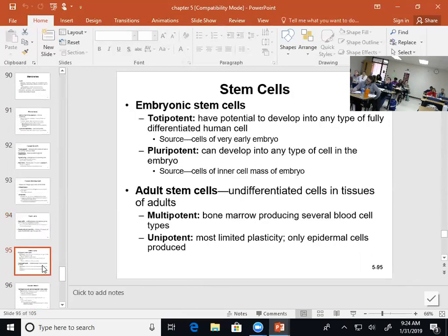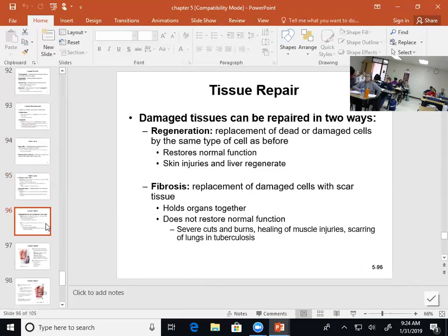So we said stem cells are early cells, aren't they? They're early. They have the potential to become anything, don't they? And when they have started to differentiate, what does that mean that they're really doing? What's another word for that?